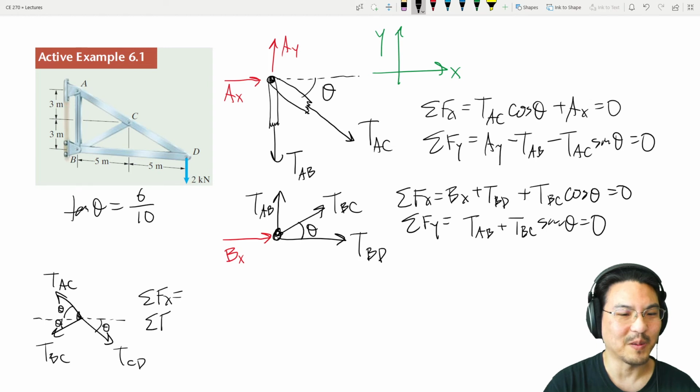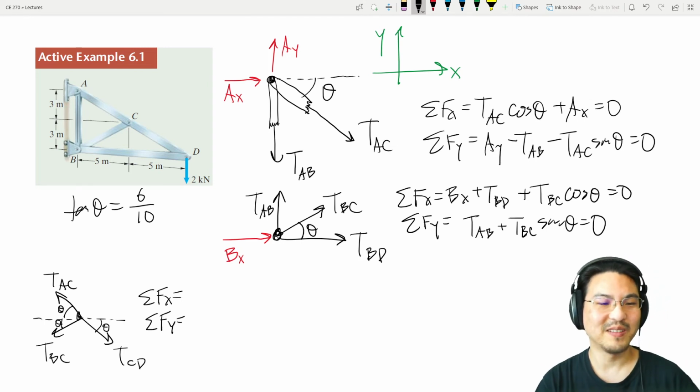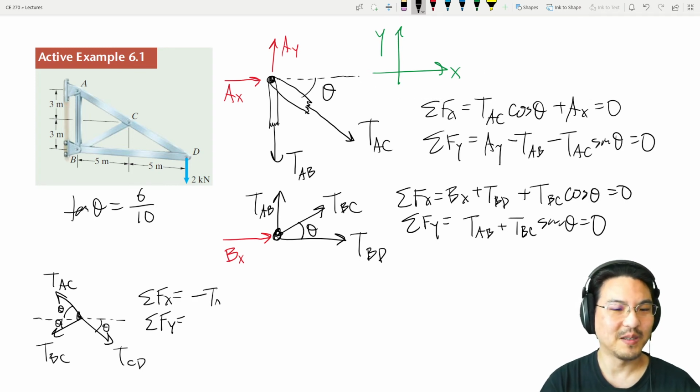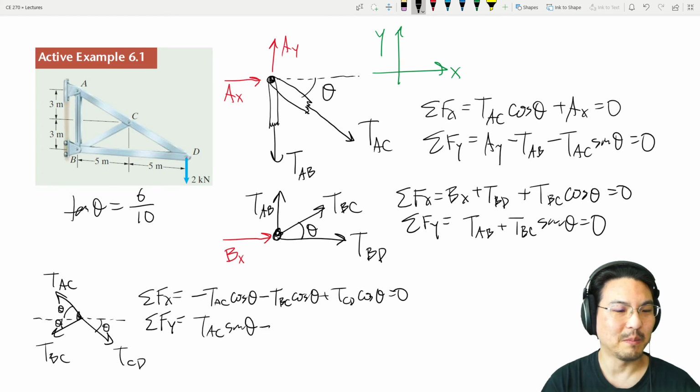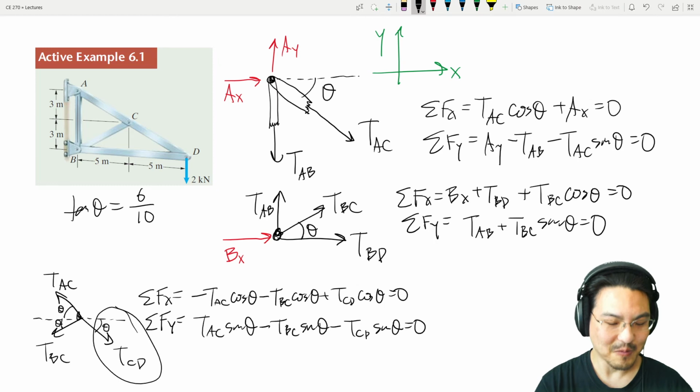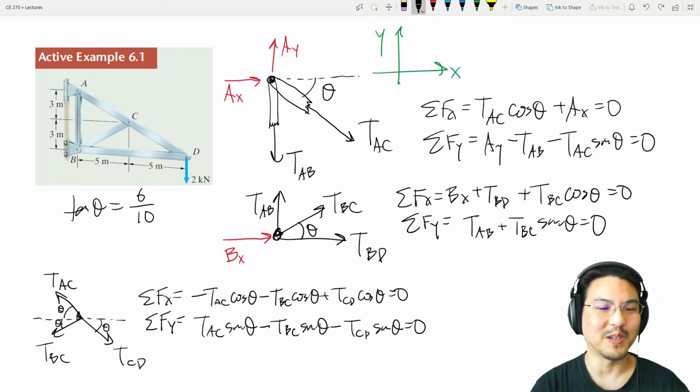So you see the pattern in the method emerging in the x direction. I'm using this choice of coordinates. Negative T_AC cosine minus T_BC cosine plus T_CD cosine. Okay, y direction, T_AC sine minus T_BC sine minus T_CD sine. Okay, so now we have 2 more equations, but by doing that we introduced yet another unknown. So we still don't have enough equations for the unknowns.